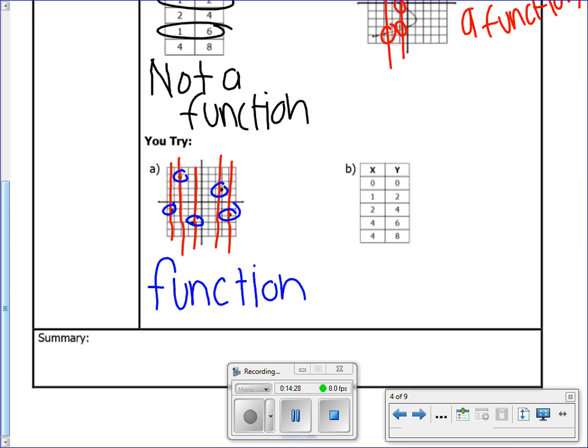If I look at letter B, I have a table, real easy. 0 doesn't repeat, 1 doesn't repeat, 2 doesn't repeat, but 4 repeats. 4 is trying to go with 6 and go with 8, and that's not allowed, so that's not a function. So long story short, x cannot repeat.